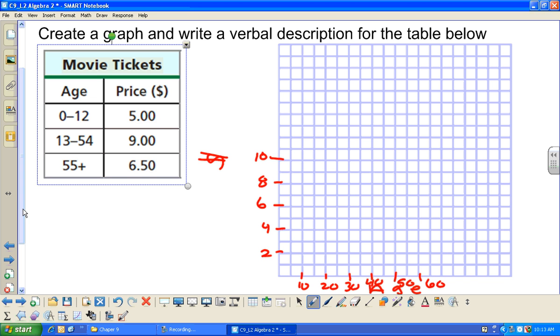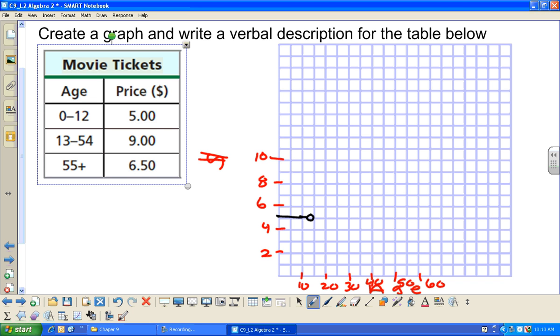My age from 0 to 12 is $5. That means if I go up to $5, I'm going to put a straight line and an open circle. This open circle says it goes all the way up to 12. Once you hit over 12, you pay more money.